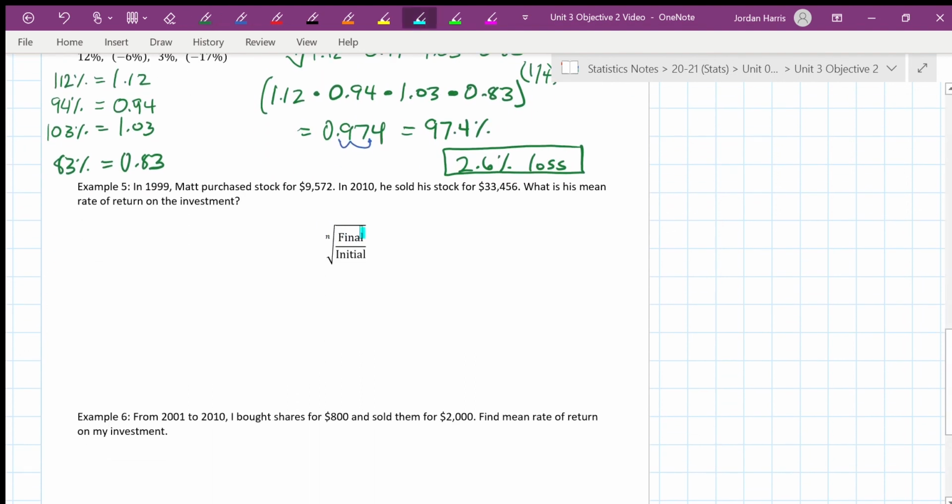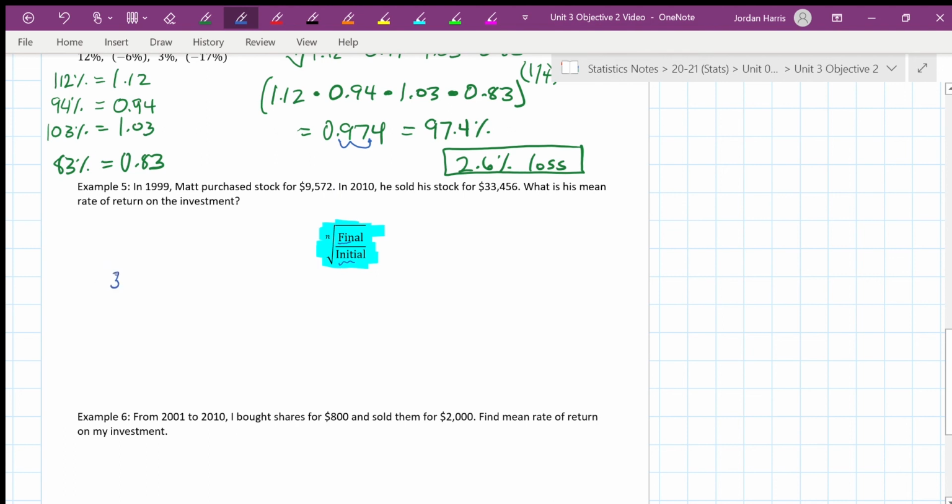So we have a new formula here, so it's going to be a little different. It still has the nth root, so we're still going to deal with how many years, basically in this case how many investment periods, and usually an investment period consists of a year. So we take the final amount you had, divided by the initial amount you had, take the root based on how many years, and that'll give you your average rate of return. So purchase stock for $9,572, that's the initial amount. Sold the stock, that's the final amount, $33,000.